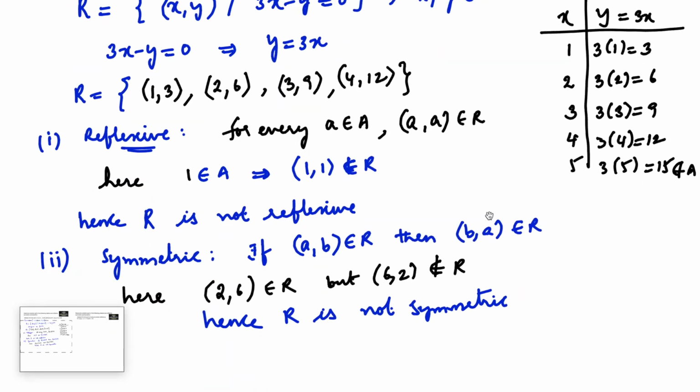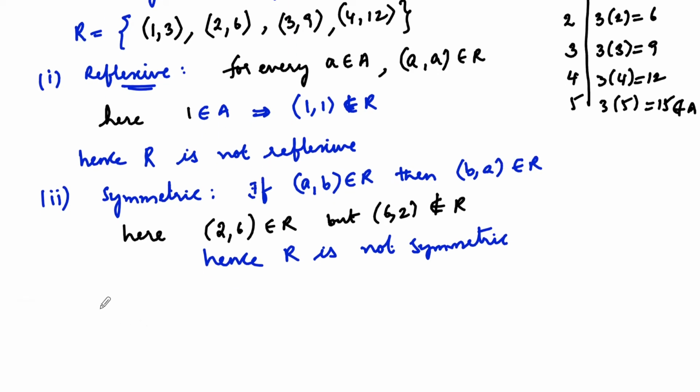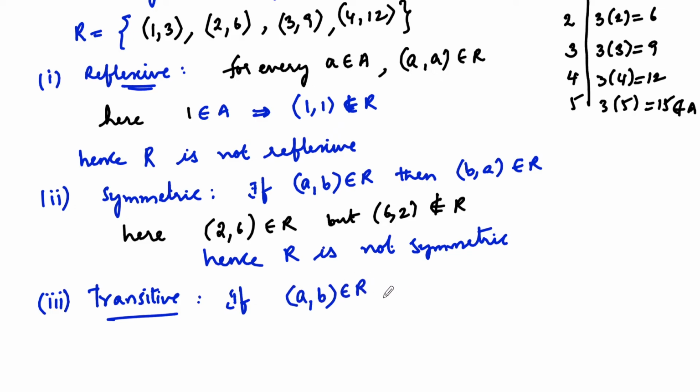And now let us check for transitive. So the condition for transitive is, if (a, b) belongs to R and (b, c) belongs to R, then for sure (a, c) must belong to R. So which means if (a, b) belongs to R and (b, c) belongs to R, then we have to check for (a, c) belonging to R.